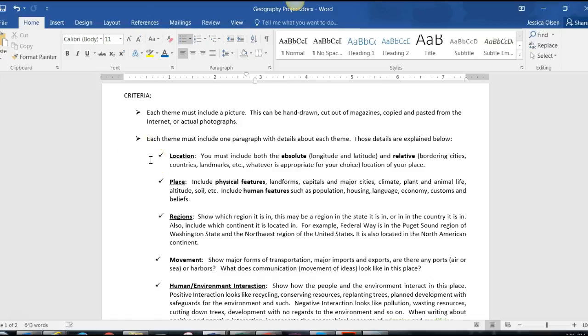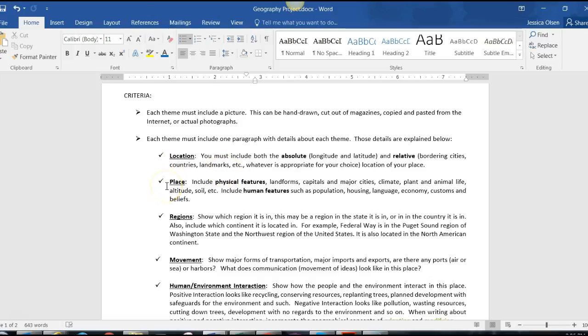Location. You must include both the absolute and relative location of your place. So remember, absolute location is going to be the exact longitude and latitude. And relative location is going to be a description of other places or landmarks that is near your place that you are going to be doing your travel publication on.